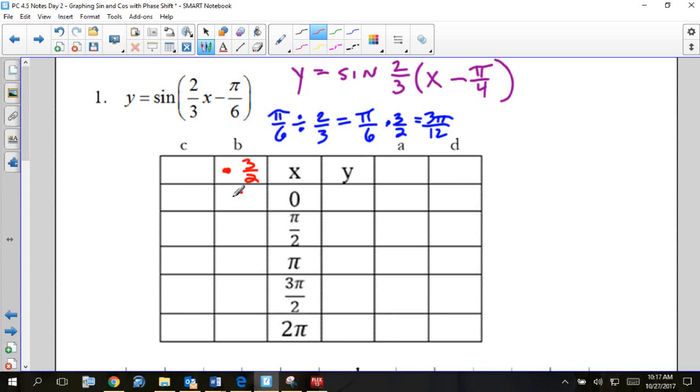We'll do that real fast. Oh no, we have to multiply by fractions. Remember, when you multiply by fractions, you can just go straight across. So 3 pi over 4, and then 3 pi over 2. So 9 pi over 4, and 3 pi.